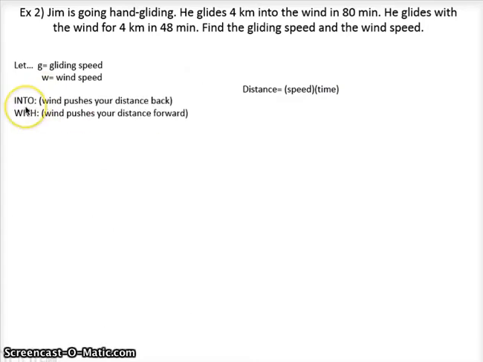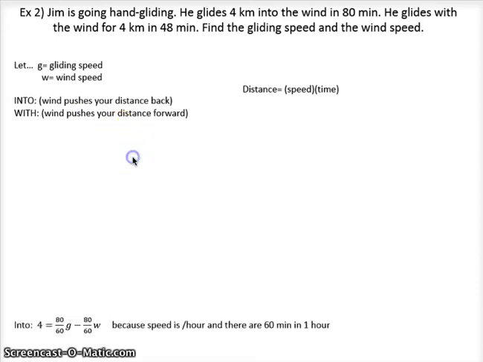So once we have our let statements of G is the gliding speed and W is the wind speed, which you're hinted to in your last sentence, you want to come up with your equations. Because we're dealing with distance and time, we want to remember the formula of distance equals speed times time. And then we want to think about how wind will impact the distance that you travel. If you are going into the wind, it will push you back, so it will reduce the amount that you would travel in a vacuum. With the wind, it pushes you forward, so it would increase your distance that you would travel without the wind.